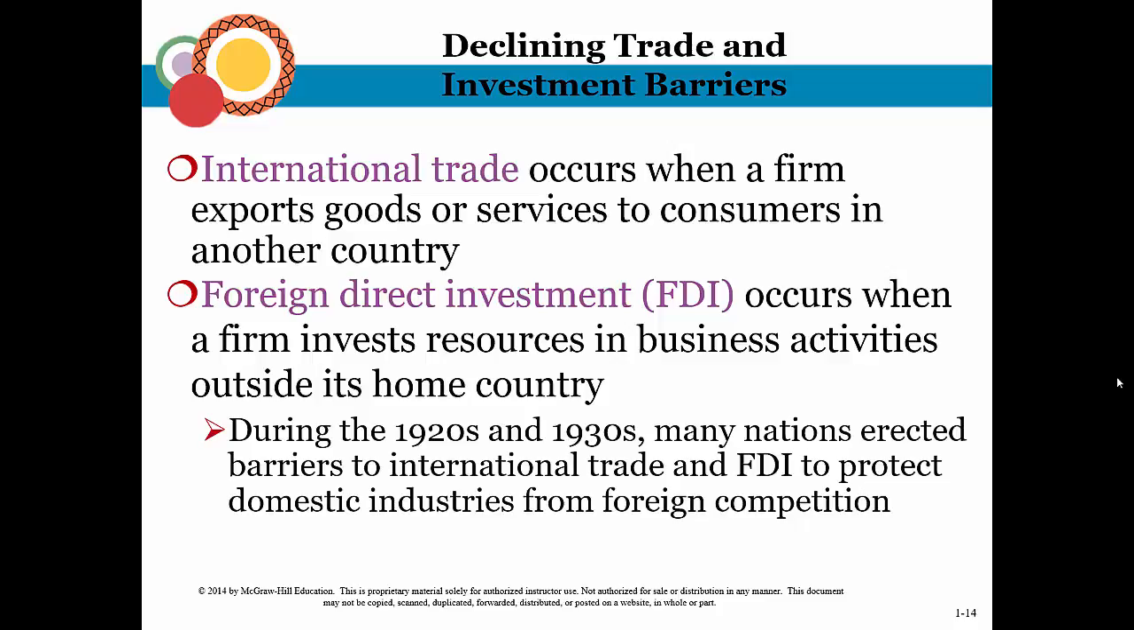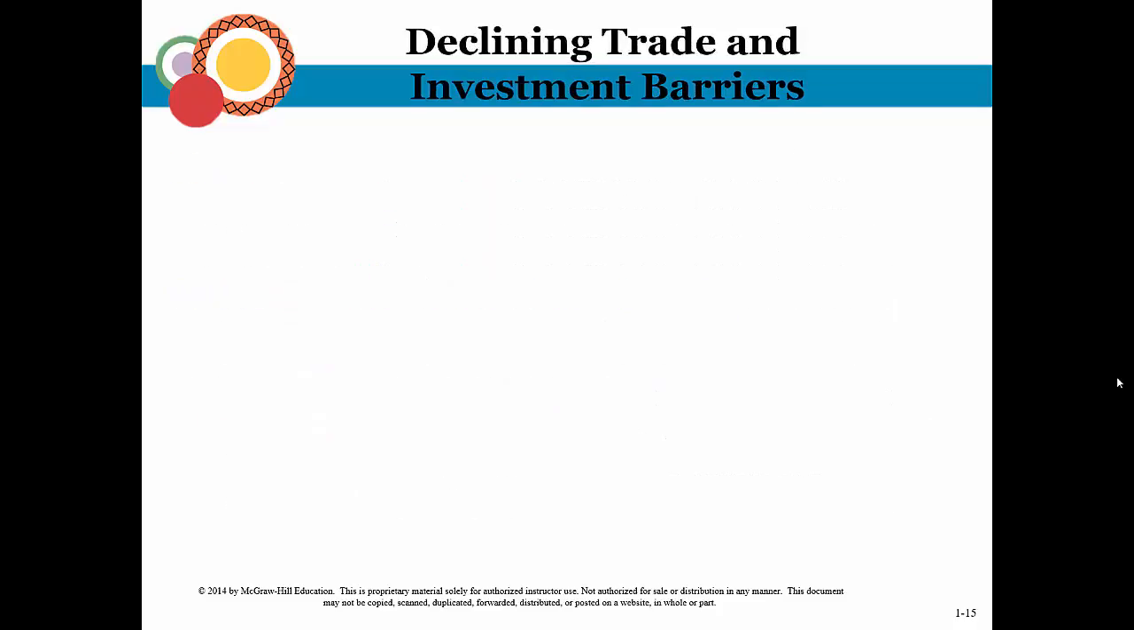During the 1920s and 30s, many nations wanted to stay away from international trade and shy away from FDI. Basically, they protected their domestic industries from foreign competition. The tone has changed today. While it's still the case that we want to protect jobs and we want to protect our economy, the opportunity for globalization is just too large to ignore and essentially bypass.